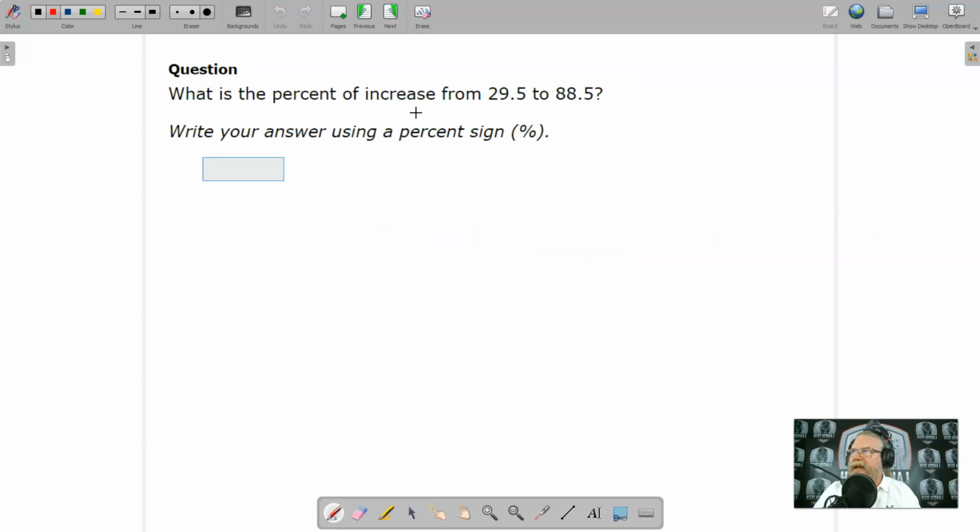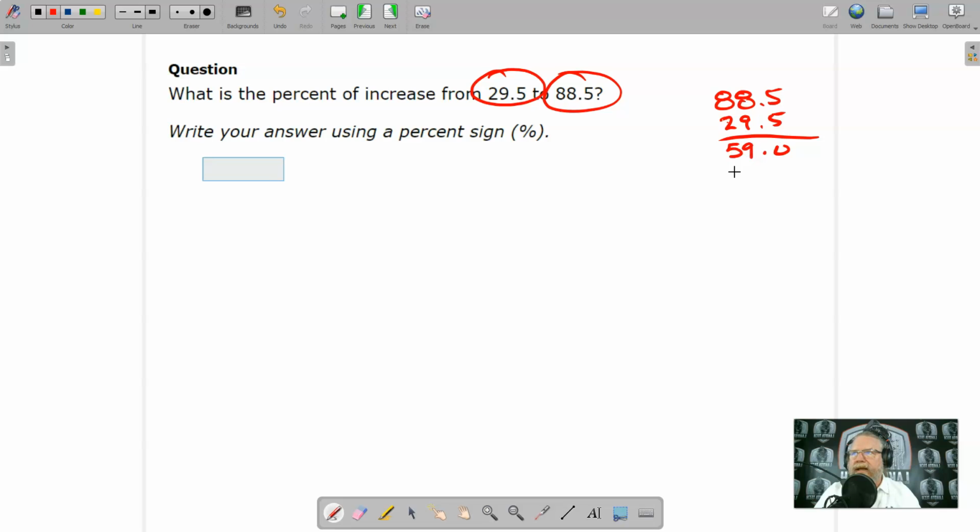What is the percent of increase from 29.5 to 88.5? Well, 88.5 is greater than 29.5. So let's go ahead and do 88.5, and we're going to subtract from that 29.5. 88 minus 29: 88 minus 30 would be 58. Throw 1 back on, 59, I believe. I could double check it.